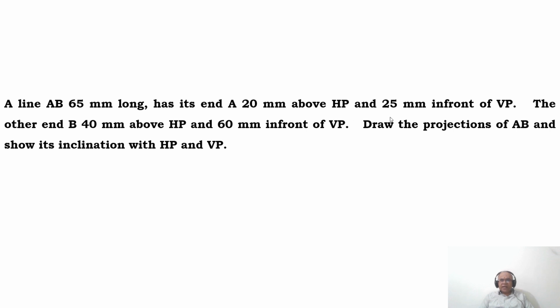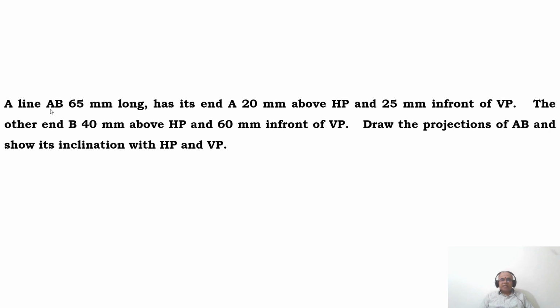above HP and 25 mm in front of VP. The other end capital B is 40 mm above HP and 60 mm in front of VP. Draw the projections of capital AB and show its inclination with HP and VP.